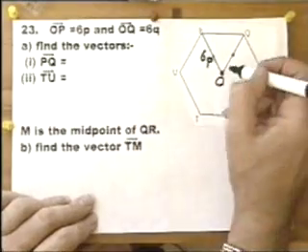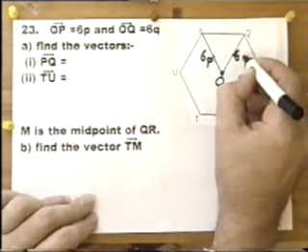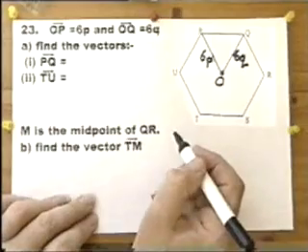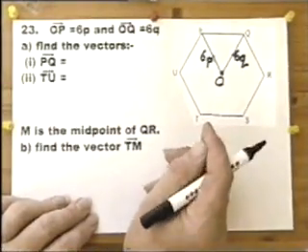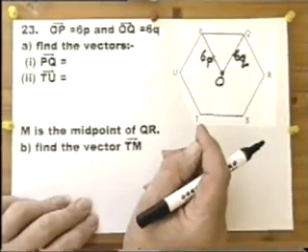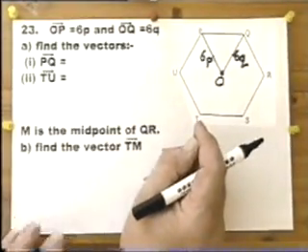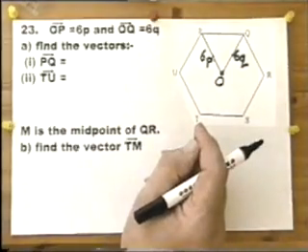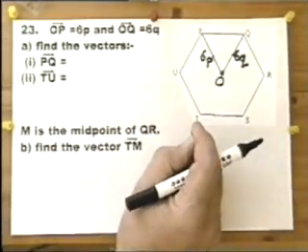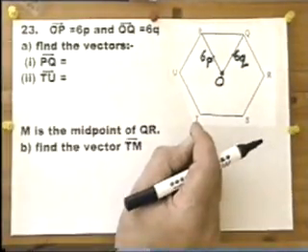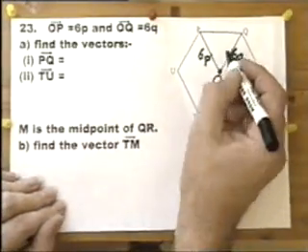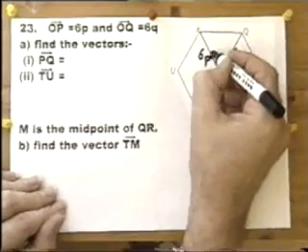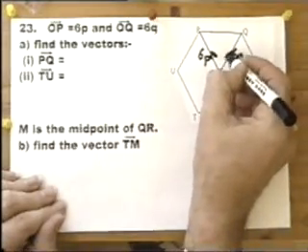The vector O to Q, O going up to Q, is 6q. Find the other vectors. In the paper it actually says express in terms of p and or q. So that's the right way to say it. Just to save a bit of space I've written find the vectors. 6p is that vector, 6q is that vector.